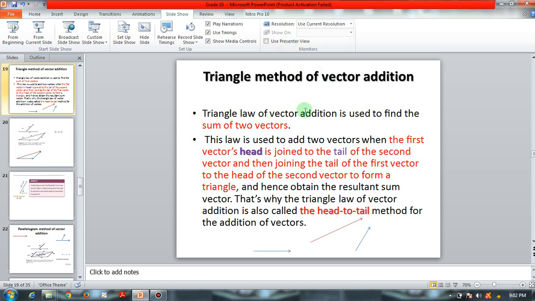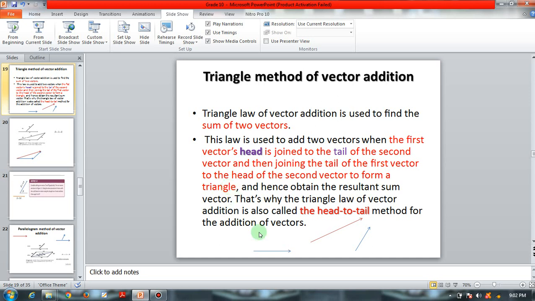Triangle law of vector addition is used to find the sum of two vectors. To find the sum of two vectors, the best law is the triangle law of vector addition. How does this law work? This law is used to add two vectors when the first vector's head is joined to the tail of the second vector, and then the tail of the first vector is joined to the head of the second vector to form a triangle.